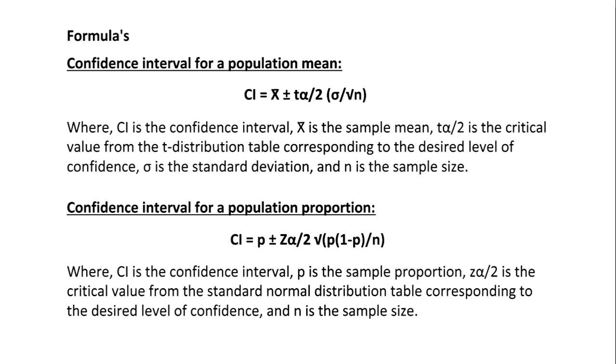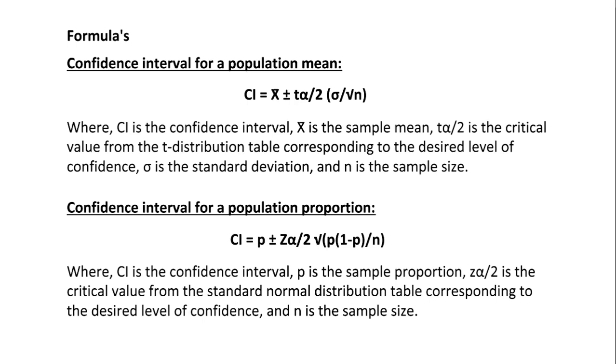Formulas. Confidence interval for a population mean. CI equals x bar plus or minus t alpha by 2 times sigma by square root n, where CI is the confidence interval, x bar is the sample mean, t alpha by 2 is the critical value from the t-distribution table corresponding to the desired level of confidence, sigma is the standard deviation, and n is the sample size.